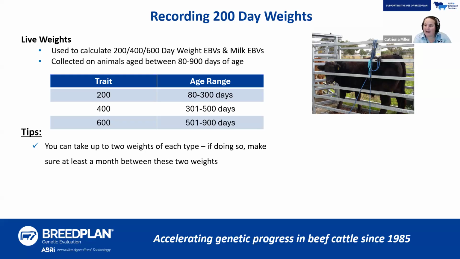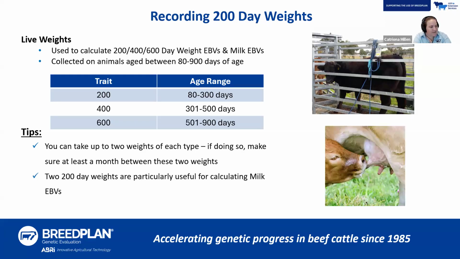But if you are doing that, what we're really interested in BREEDPLAN is the variation between animals and how they rank. So if you are going to take 200-day weights, for example, we would recommend that you wait at least a month between them, because a weight taken today and a weight taken tomorrow are not particularly informative, whereas if we've got some time between the 2 weights, animals may re-rank, they'll grow at different rates. That's going to give us more informative information for the BREEDPLAN analysis.